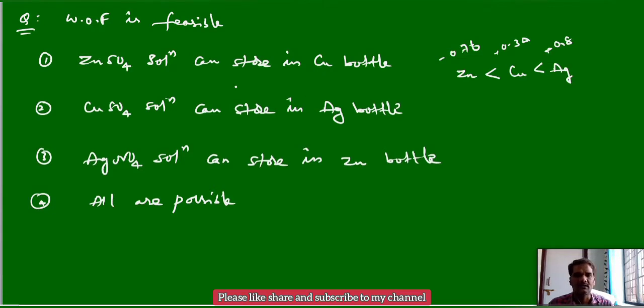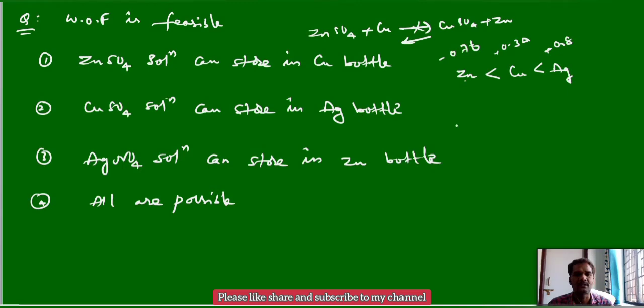The reverse is not feasible. Zinc can only react with copper sulfate, but copper will not react with zinc sulfate. So you can store zinc sulfate in a copper bottle comfortably. If you add zinc sulfate to copper, the reaction is not possible. We will get, for example, copper sulfate plus zinc. Here the backward reaction is feasible, not the forward reaction, isn't it? So you can easily store the zinc sulfate in the copper bottle.